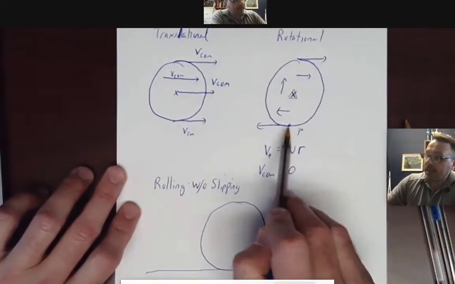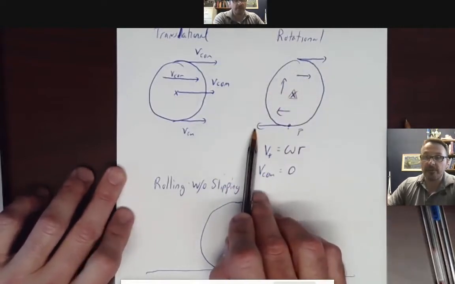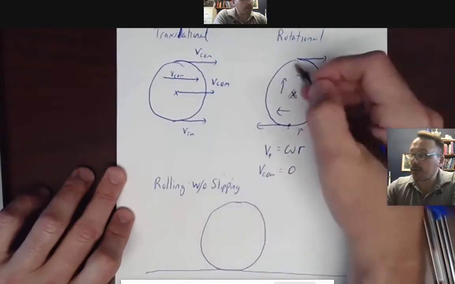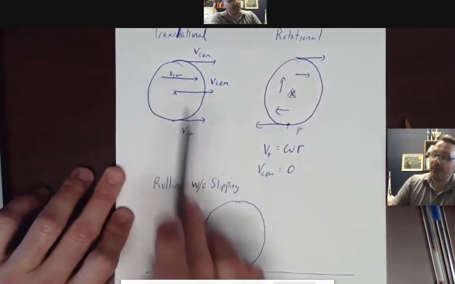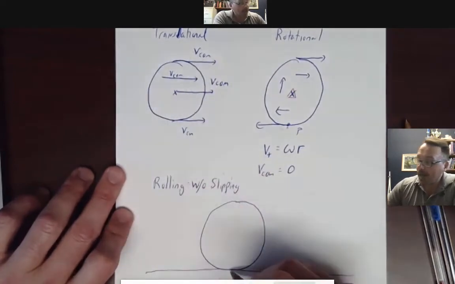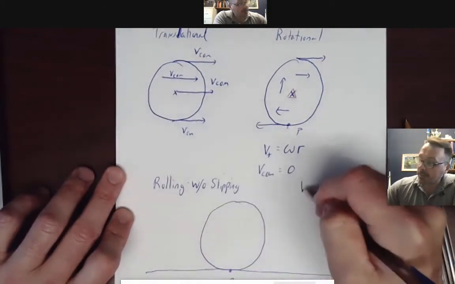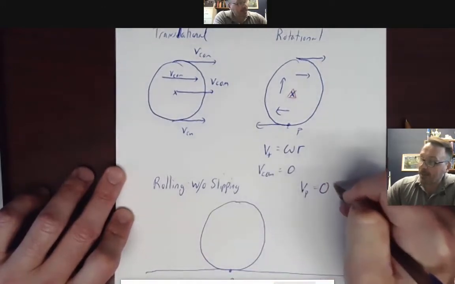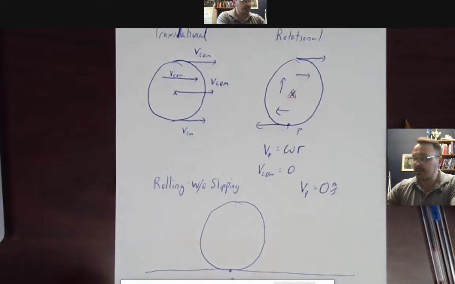Point P, if this thing is rotating clockwise, is actually moving to the left tangentially because of its rotation. But if the whole thing is simultaneously moving to the right translationally, what happens is point P, when you're rolling without slipping, is actually going to be at rest, meaning that this point is instantaneously at rest with respect to the ground such that it doesn't slip.